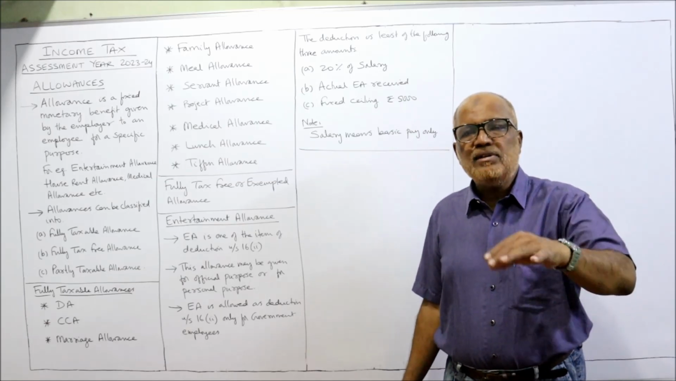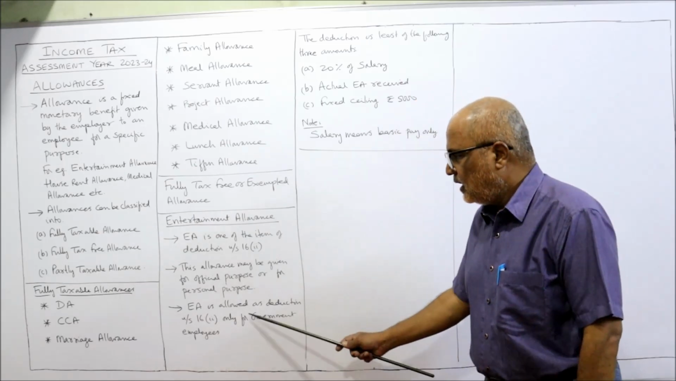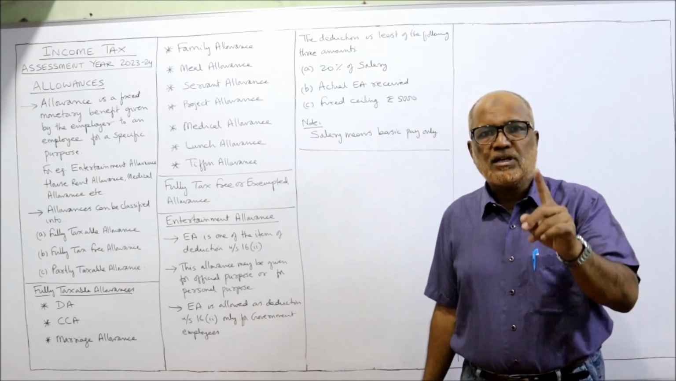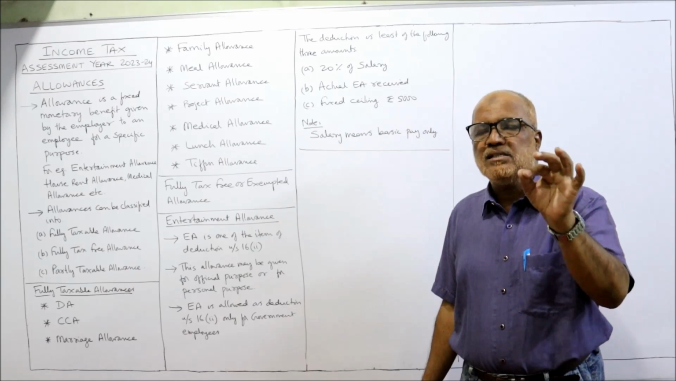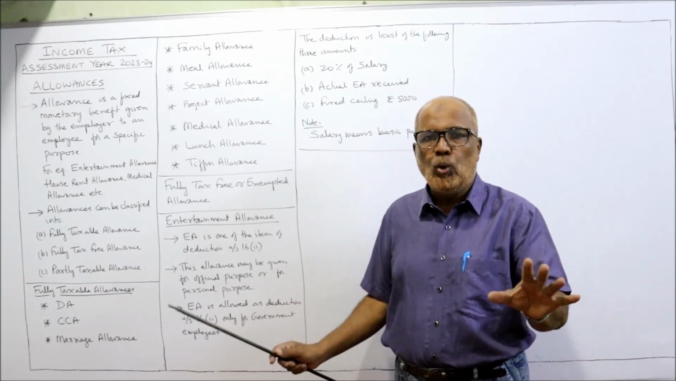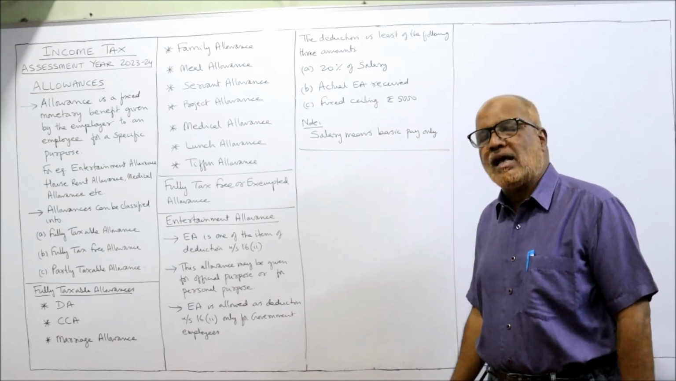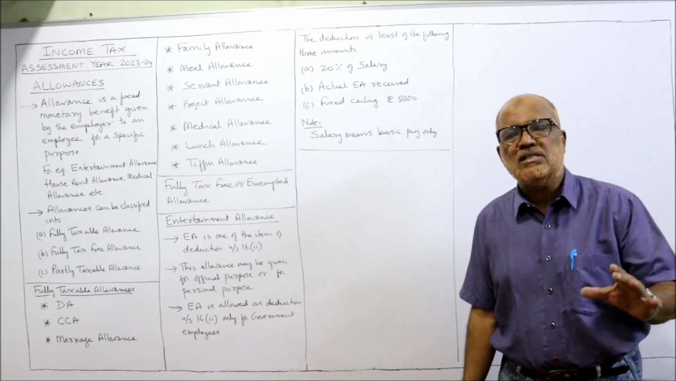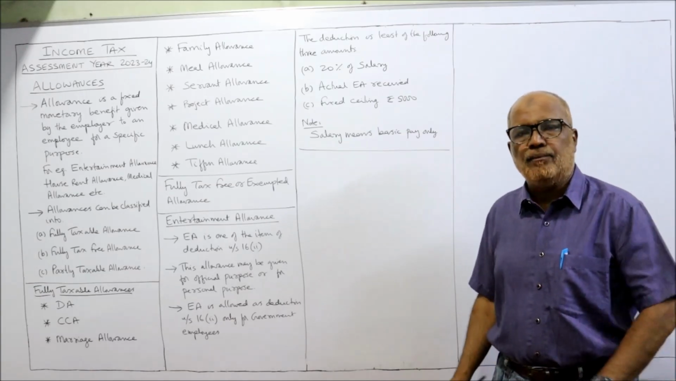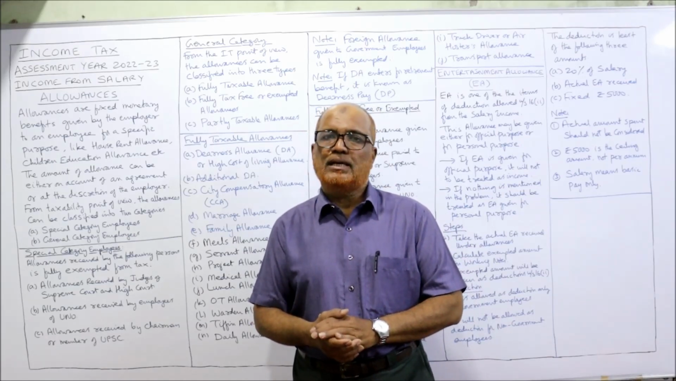When the allowance is given for personal purpose, then we have to see whether deduction is allowed or not. EA is allowed as deduction under section 16(2) only for government employees. First condition, remember, if the SSC is a government employee, then only deduction under section 16(2) will be allowed. If non-government employee, no deduction, right? Here the deduction is the least of the following three amounts. First, 20% of salary. Second, actual EA received. Third, a fixed ceiling of 5,000 rupees. And here salary means only basic pay we have to consider. That's all. Take a screenshot of the points which I have written on the board, then I'll explain every point in detail.